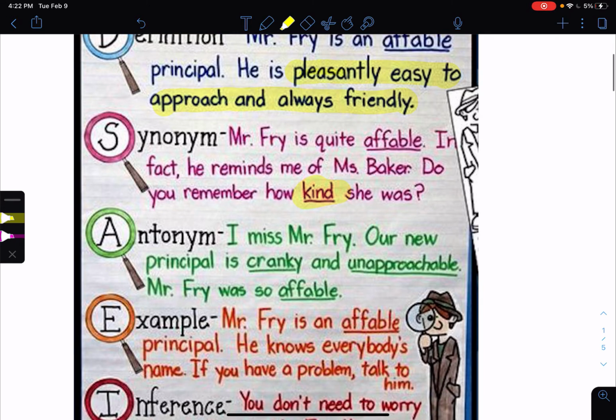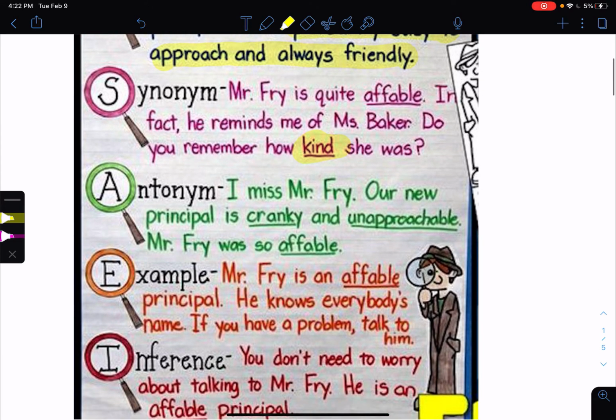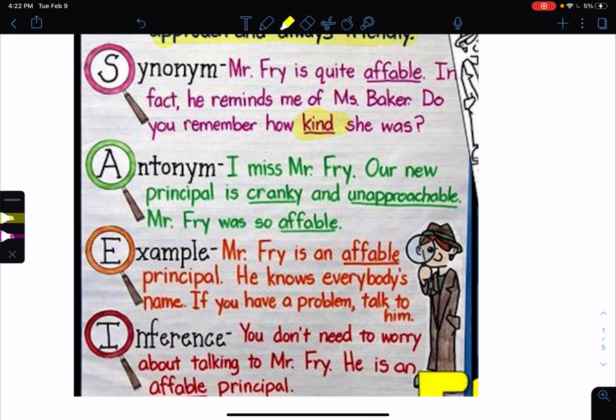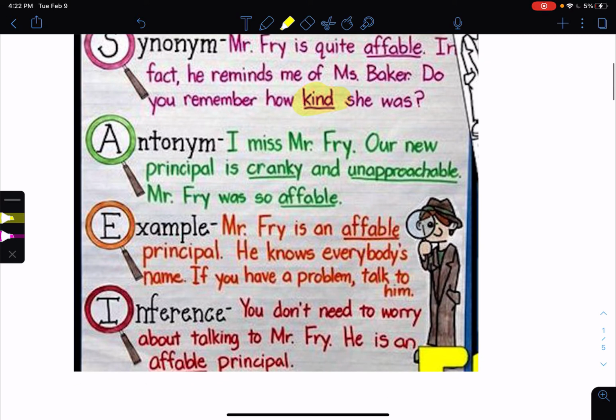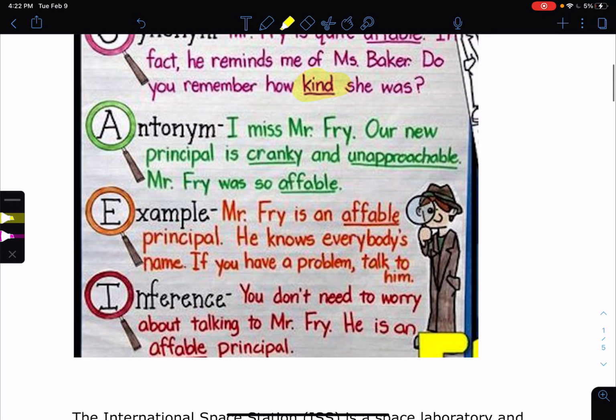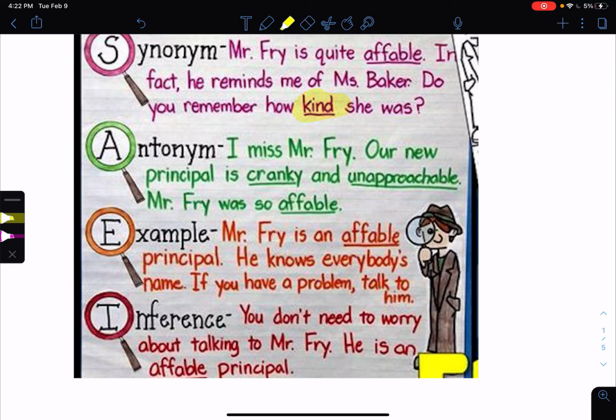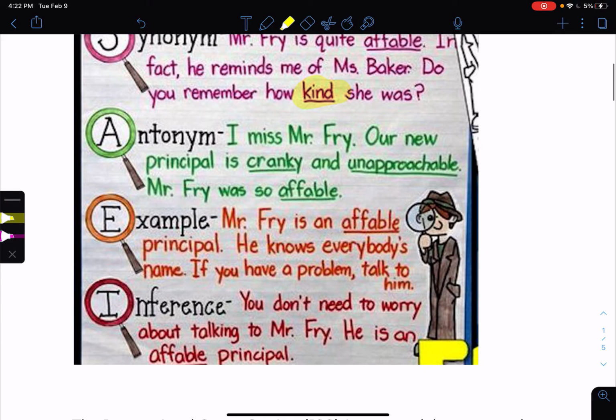Okay, an antonym. So they give you the opposite. I miss Mr. Fry. Our new principal is cranky and unapproachable. Mr. Fry was affable. This is kind of like an inference too, right? You can infer that affable is the opposite of cranky and unapproachable. So I'll read that again. I miss Mr. Fry. Our new principal is cranky and unapproachable. So they miss him because he was the opposite of this new principal.